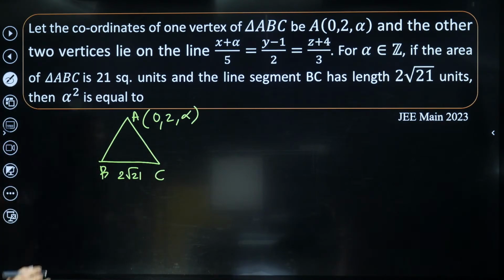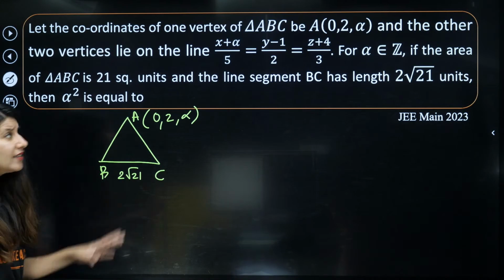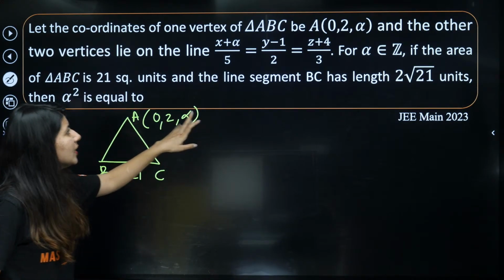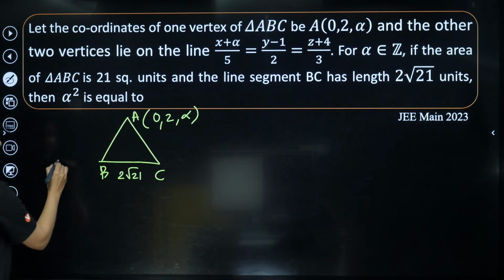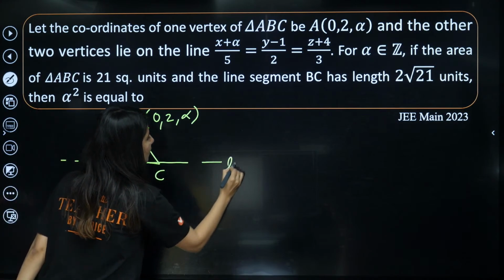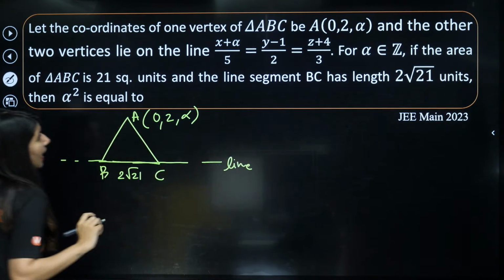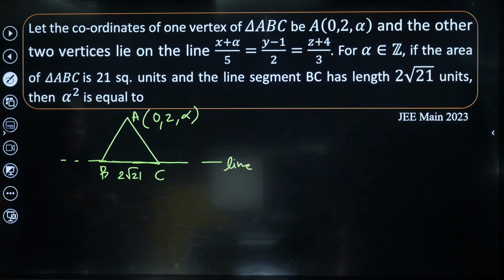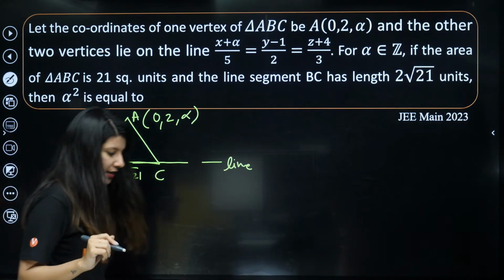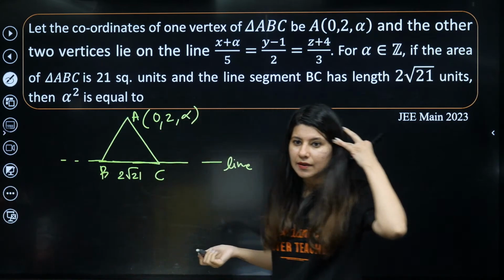Okay. Alright, so I guess you have read the question. So vertex A is given to us and 2 vertices are lying on another line which is also given to us. And the area of triangle ABC is given as 21 square units, okay. So area of triangle is given to us, by the way.